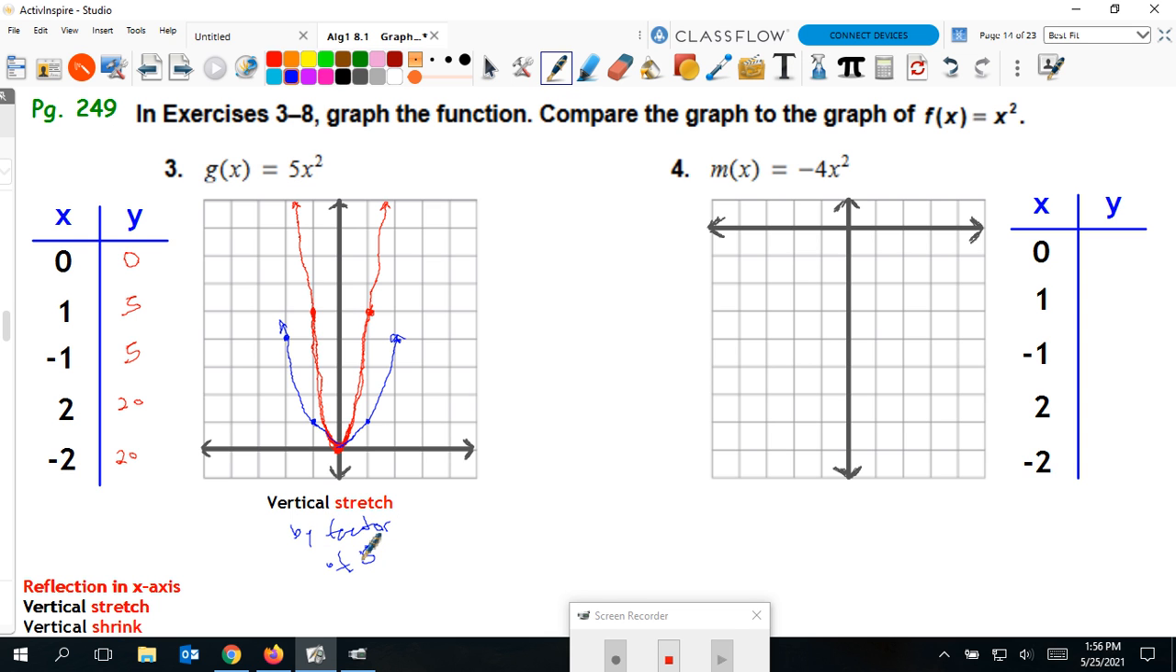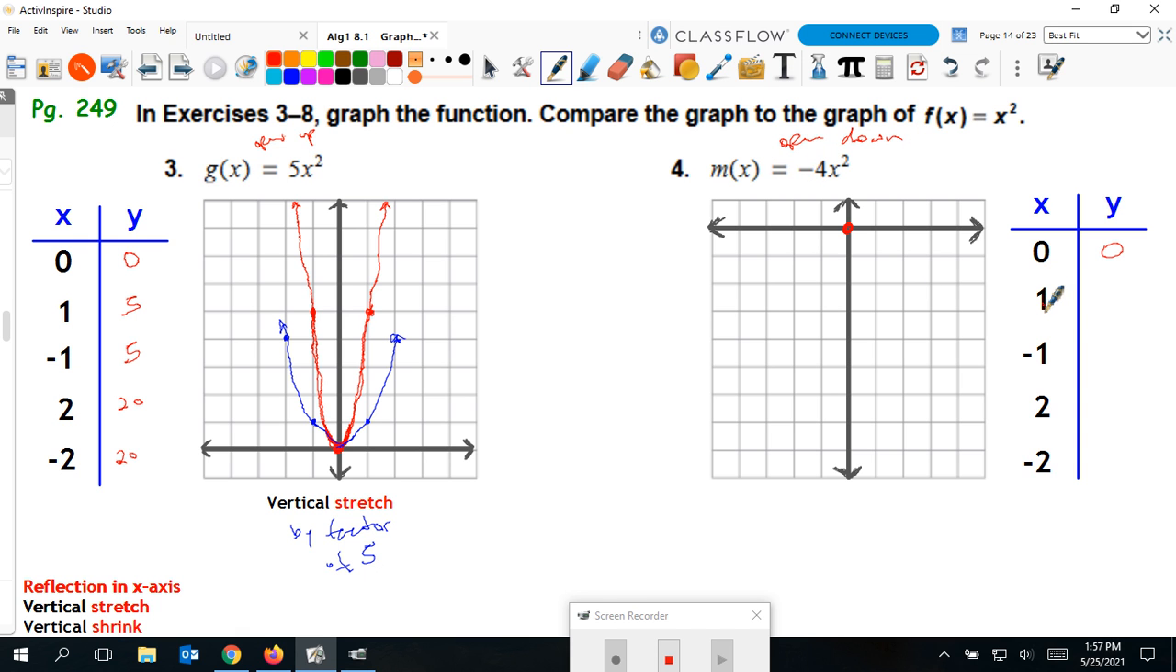All right, so number 4, we come to this one. Same numbers we're going to plug in. 0, 0 as well on this one. So we plug in 0 here. 0 times negative 4 is 0, so we're going to put 0, 0. Now notice the way the graph is here, we should be opening down. This one opened up, but this one we know is going to open down because of the negative. That's why.